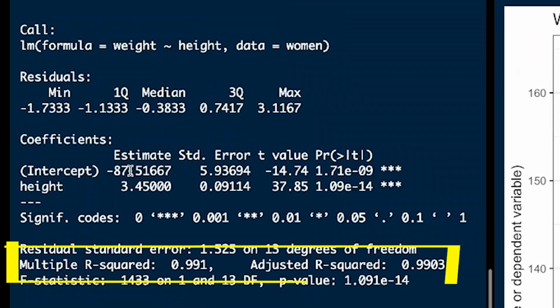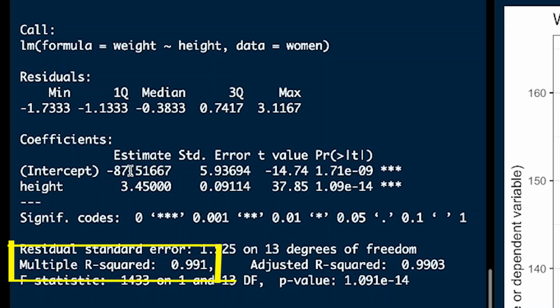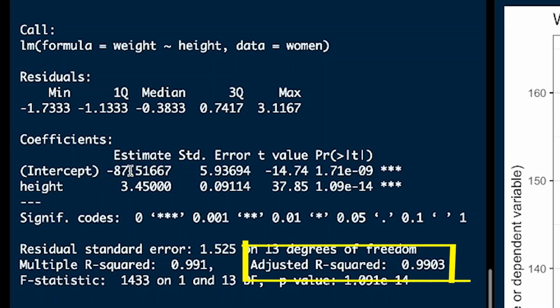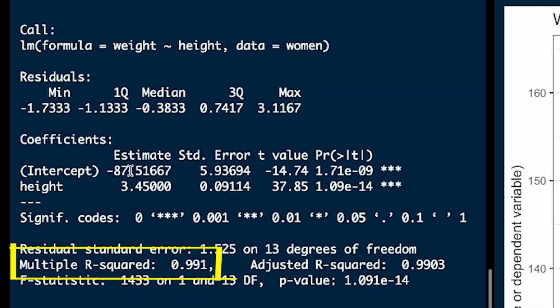We've got two R squared values. On the left-hand side, multiple R squared, and on the right-hand side, adjusted R squared. If it's a simple model, in other words there's just one explanatory variable, as in this case, we always use the multiple R squared, the one on the left, and this is 0.99. What that means is that 99% of the weight of a woman can be explained by her height. That's the explanatory power of this model.